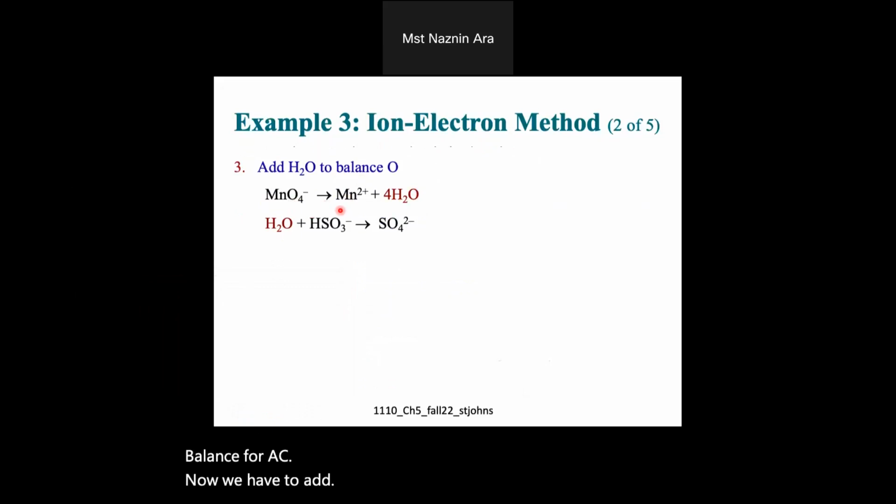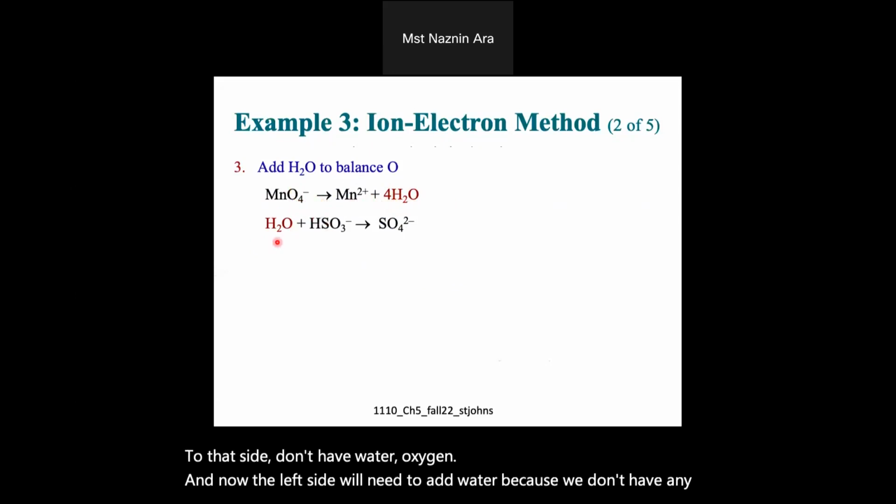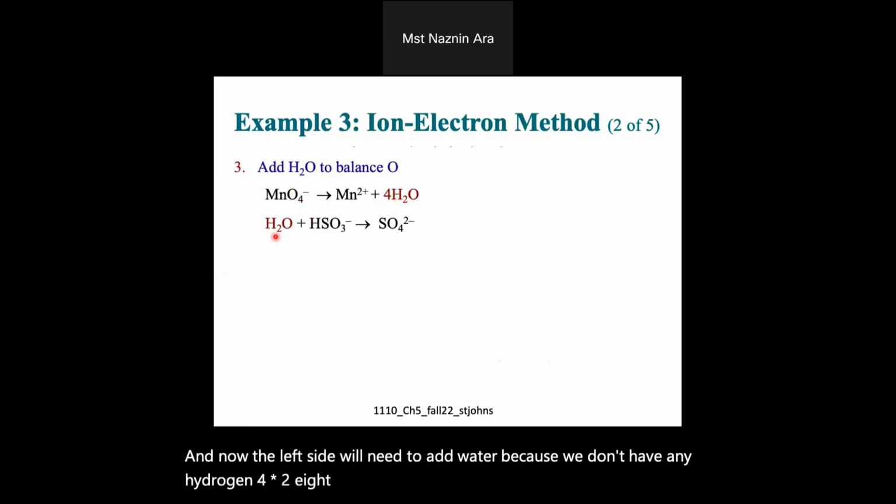MnO4, Mn2+, and how many oxygen do we have? 4 oxygen atoms. That's why we add 4 molecules of water to that side, because we don't have oxygen there. Now on the left side, we need to add hydrogen because we don't have any hydrogen. 4 times 2, 8 hydrogen. So we have to add that also.